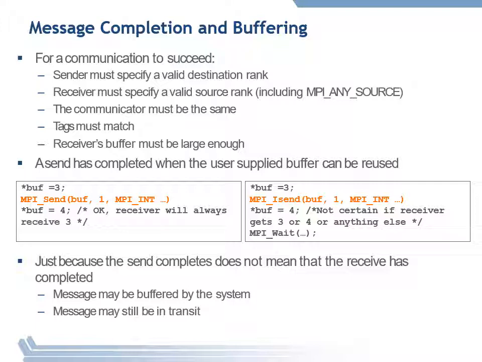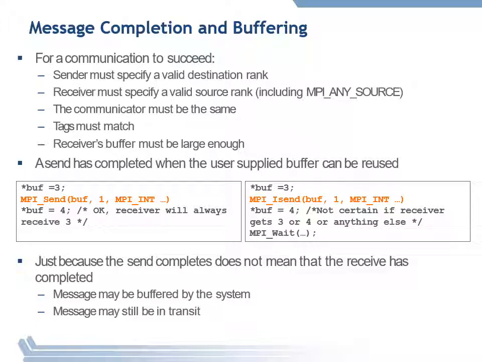So let's see the slide: message completion and buffering. Let's see the points for a successful communication. Initially, the sender must specify a valid destination rank, to where it is exactly going. At the same time, the receiver must specify a valid source rank from where it is receiving. The communicators must be the same, and tags must definitely match. Also, the receiver's buffer should be large enough to accommodate the message.